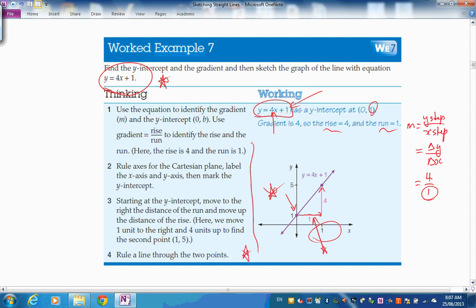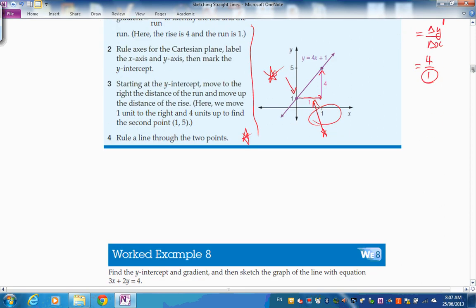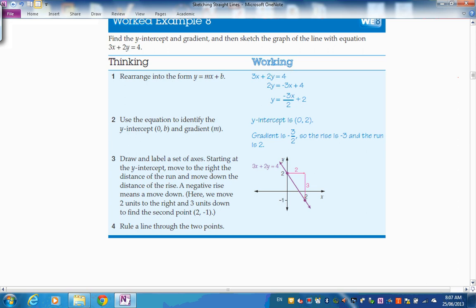How many points do you need to plot a straight line? Well, only 2, because there's no curvy bits. Okay, do you get it? That's one type. Let's see if we can do the same thing when the equation looks a bit different.